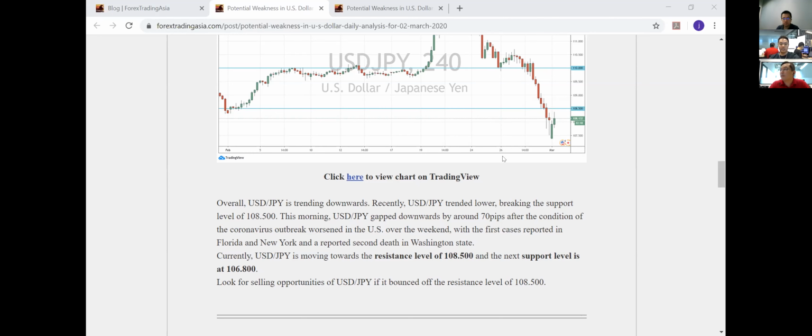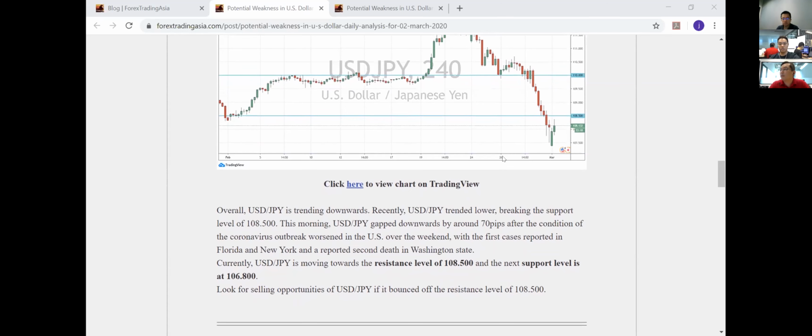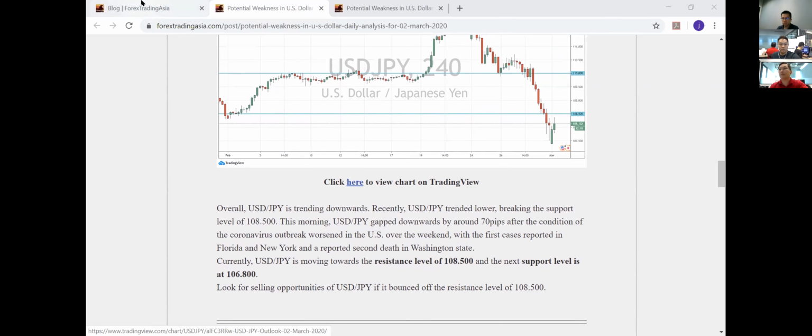Based on this analysis, looking forward, we were also looking for the price to bounce off the resistance level at 108.5, and after that to continue going downwards. And just shortly after Monday, in view of this coronavirus situation, the Central Bank of the US decided to do a surprise rate cut to combat the situation. Let me bring you to the analysis for that.